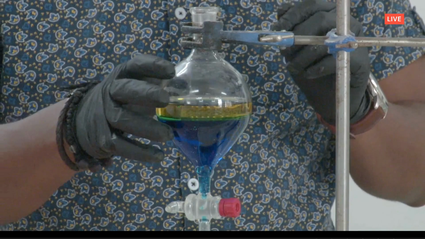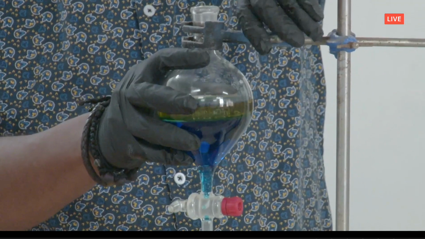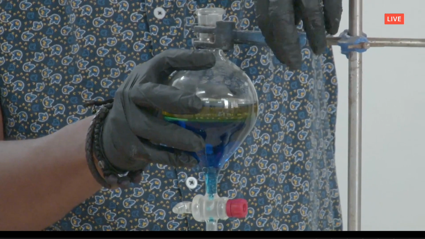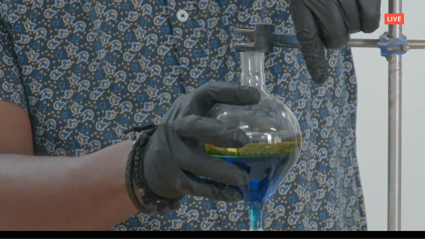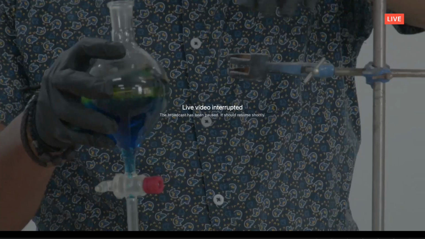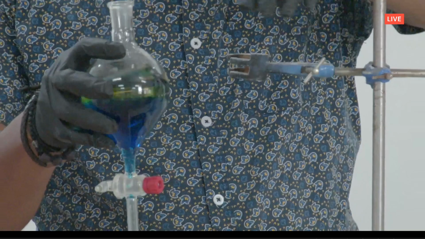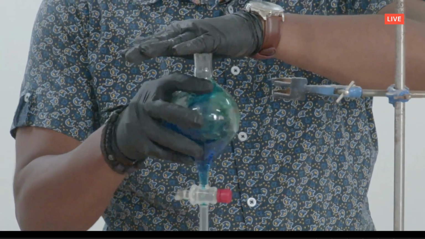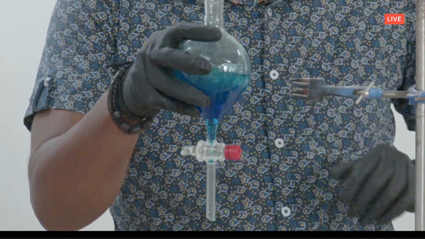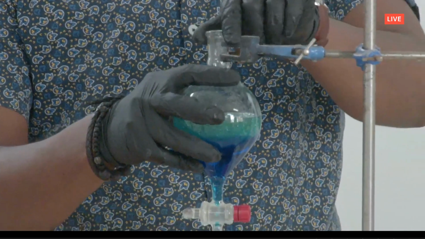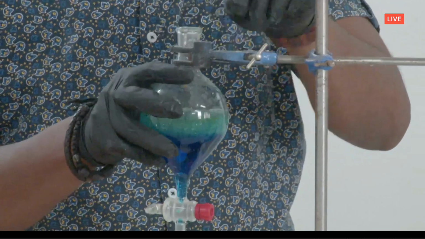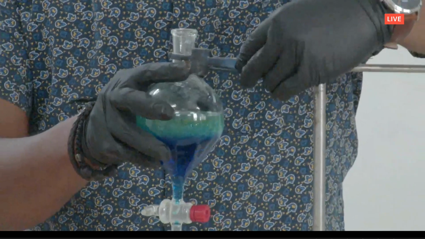Right? So it would have settled out again, but I might just be able to give it a little whirl and see how immiscible liquids work. So I shake it up. There are two immiscible liquids. All right? And even after shaking it up thoroughly, they still separate out.